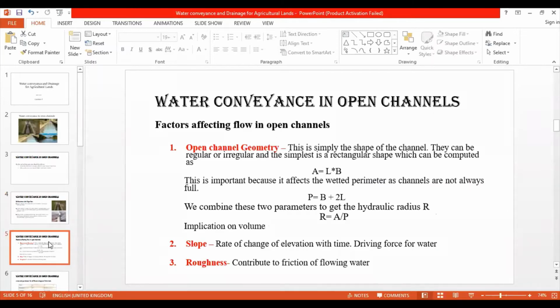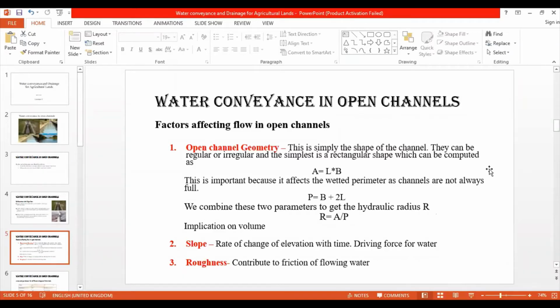So when it comes to open channels, there are three factors which usually affect the flow of water. The first one is the geometry of the channel itself, which is basically the shape. This would determine how much water you can transfer in that channel. So the bigger the channel, the more water you can transfer through it.